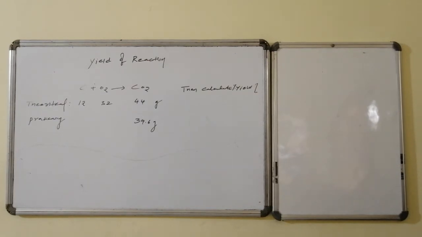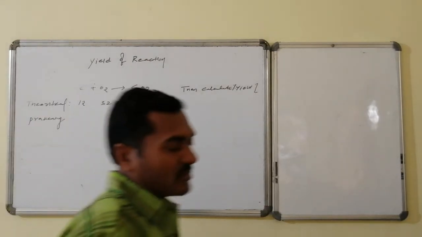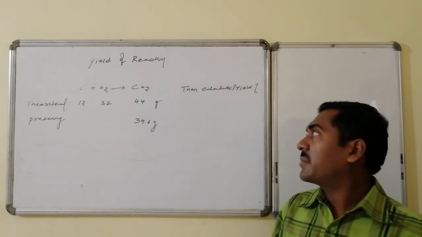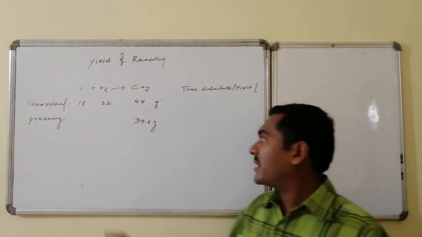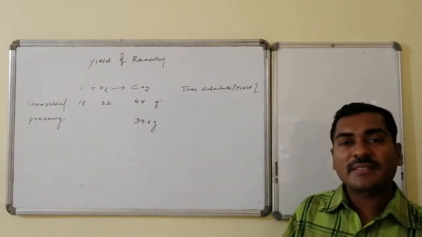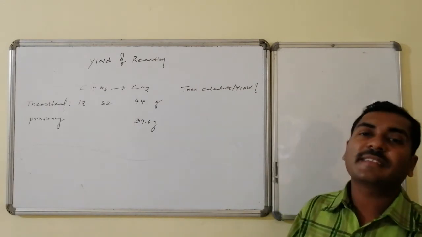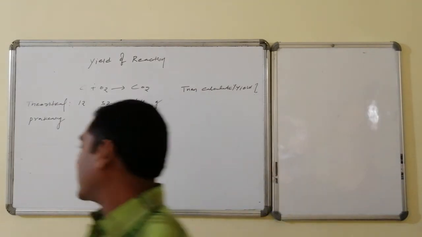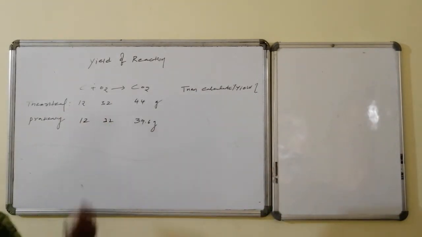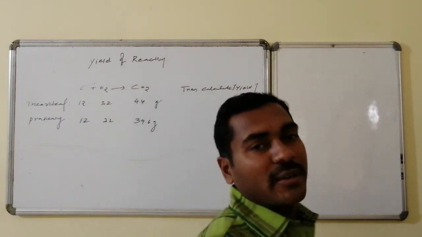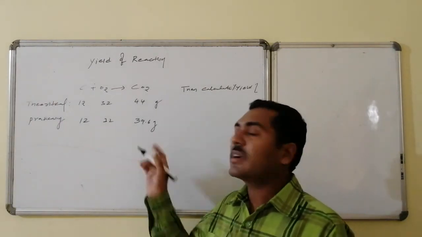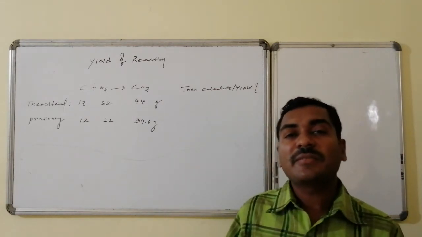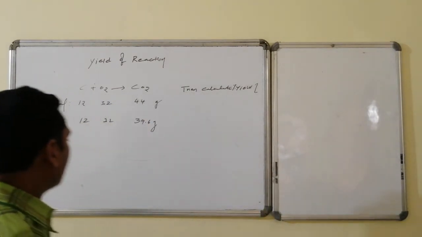Yes, a problem on the percentage of yield. Carbon and oxygen combine and form carbon dioxide, whereas 12 grams of carbon reacting with 32 grams of oxygen is going to produce 44 grams. That is theoretical. But under the same conditions of 12 grams of carbon as well as 32 grams of oxygen, on conducting the experiment, instead of getting 44 grams of carbon dioxide, here we got 39.6 grams of carbon dioxide. Then you are asked to calculate the yield of the reaction, the percentage of yield of reaction.